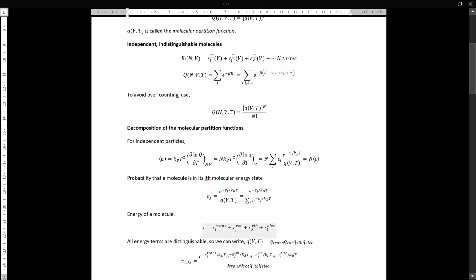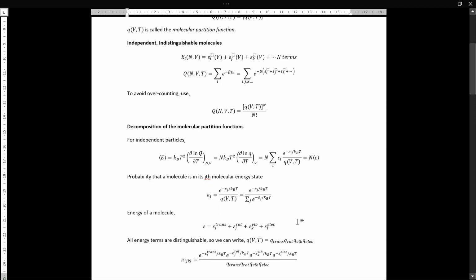Further, you can break down the energy of a molecule into translational, rotational, vibrational, and electronic energies. We can add them up because, under the harmonic oscillator and rigid rotor approximations, these energies are not dependent on each other. The vibrational energy doesn't depend on the rotational, translational, or electronic ones. And since we can add them up, q of course gets multiplied. We've seen this earlier. So q, which is a function of volume and temperature, is q translational times q rotational times q vibrational times q electronic.